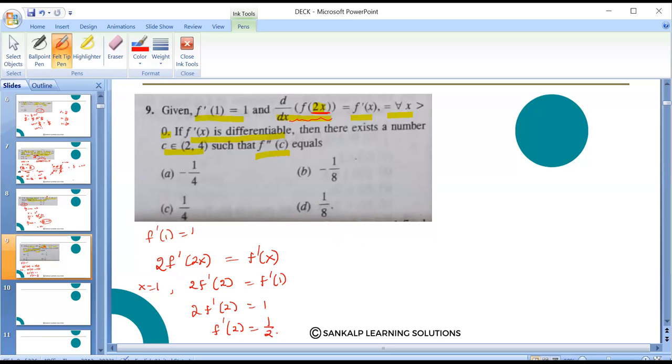Similarly, because the interval is 2, 4, we got f dash of 2. Now we want f dash of 4. For that, you have to put x equal to 2. So 2 into f dash of 4 equal to f dash of 2. 2 into f dash of 4 is f dash of 2, we got 1 by 2. So f dash of 4 is 1 by 4.